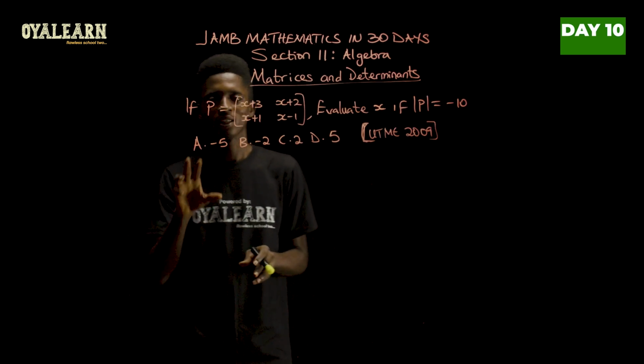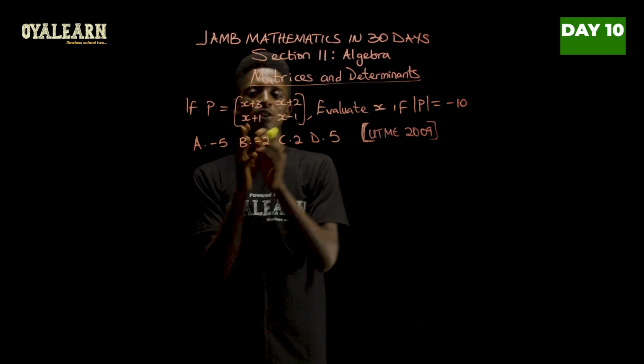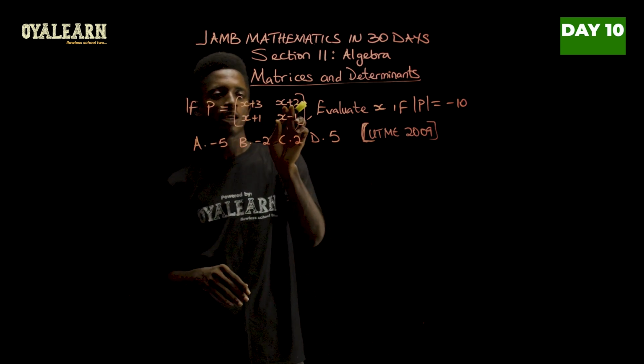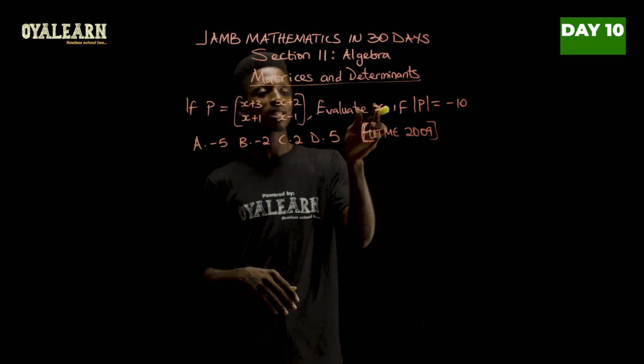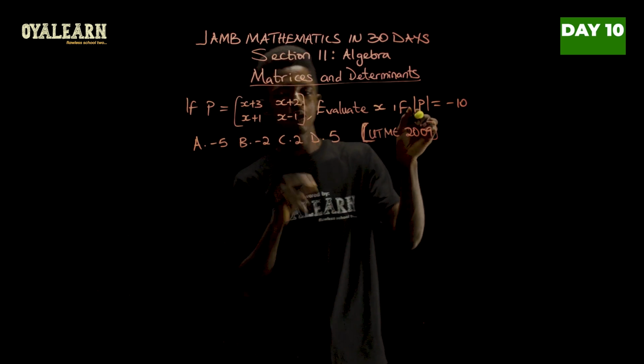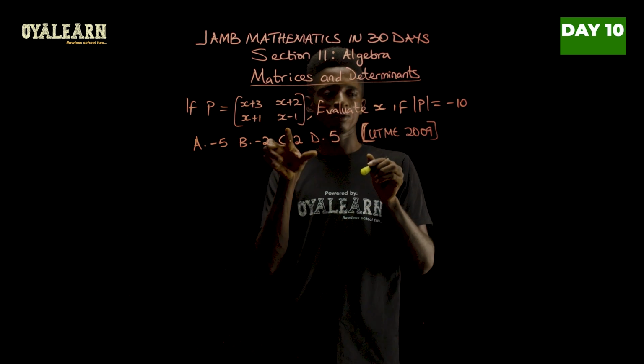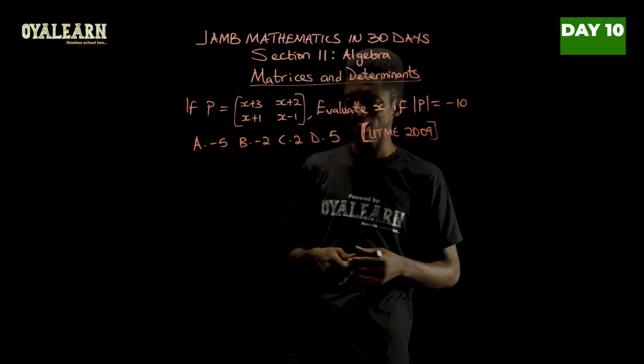This question says, if P is given by this matrix, where we have x plus 3, x plus 2, x plus 1, and x minus 1, evaluate x if the determinant of P, that is the determinant of this matrix, equals -10.